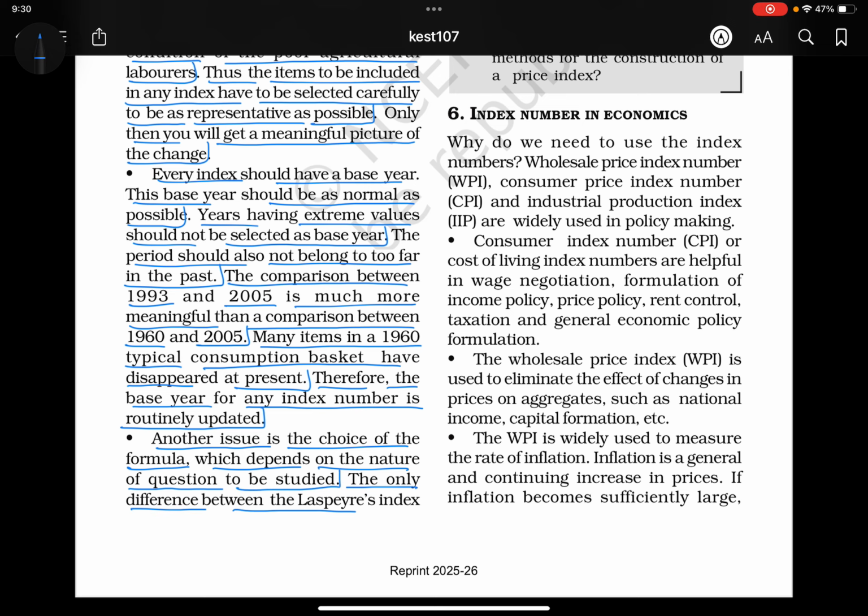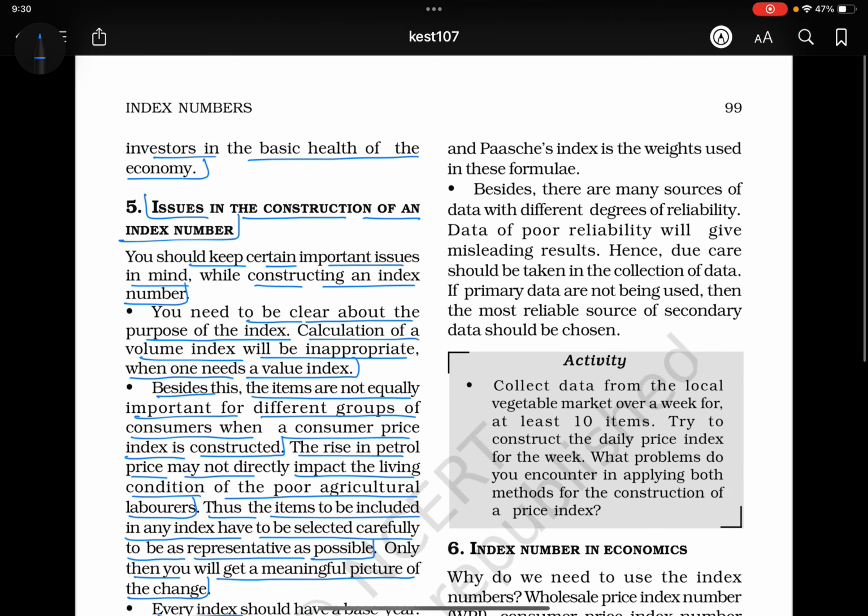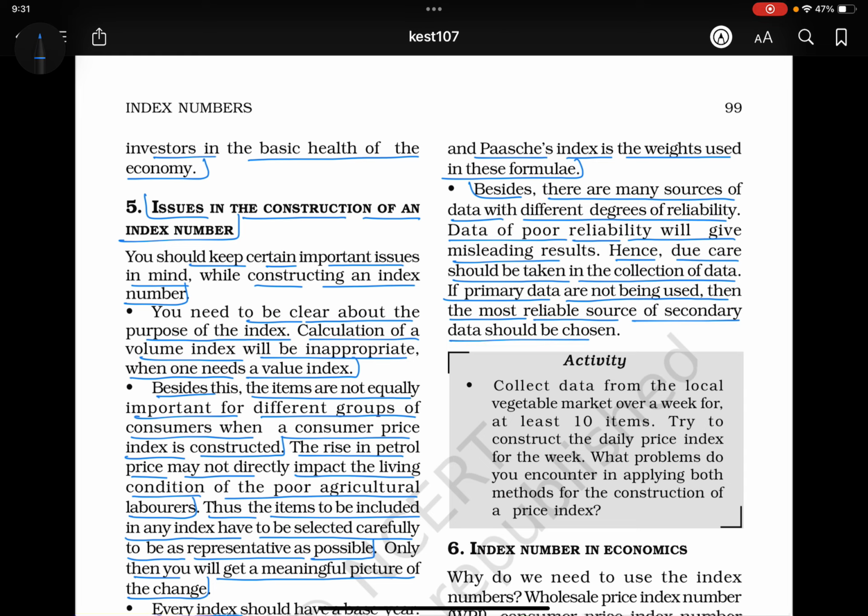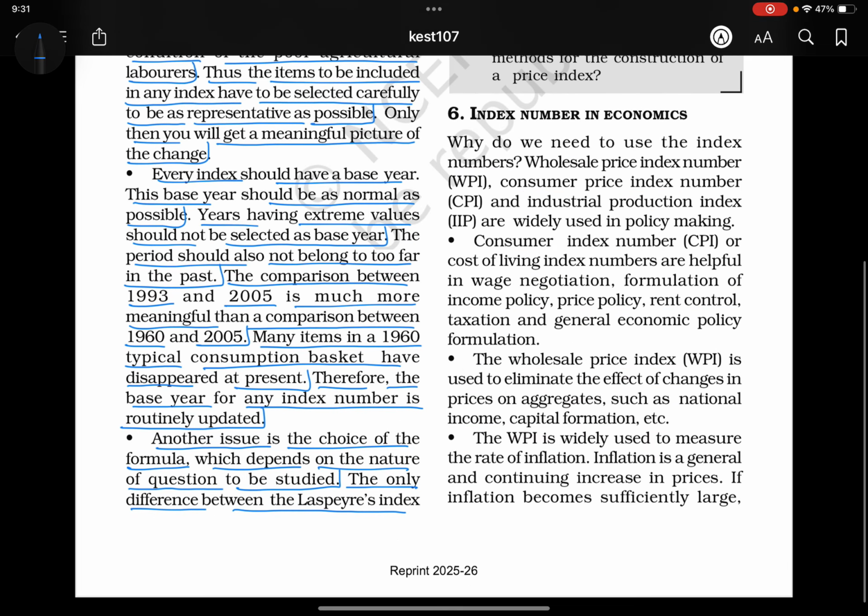The only difference between the Laspeyres index and Paasche index is the weights used in these formulas. Besides, there are many sources of data with different degrees of reliability. Data of poor reliability will give misleading results, hence due care should be taken in the collection of data. If primary data are not being used, then the most reliable source of secondary data should be chosen.